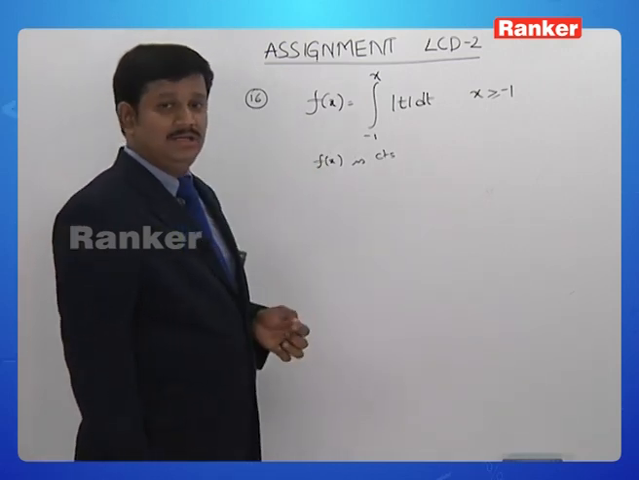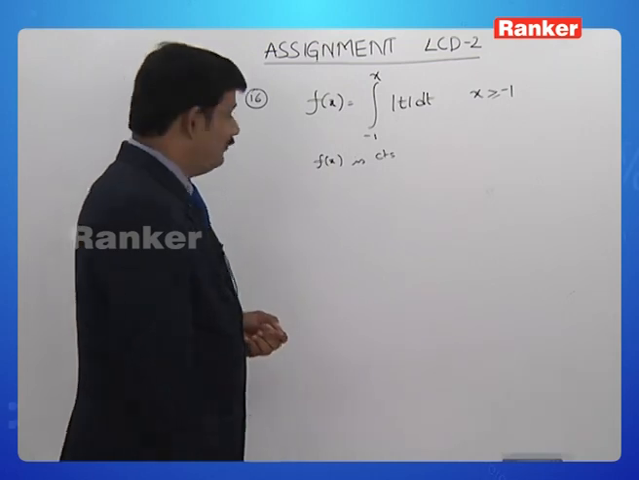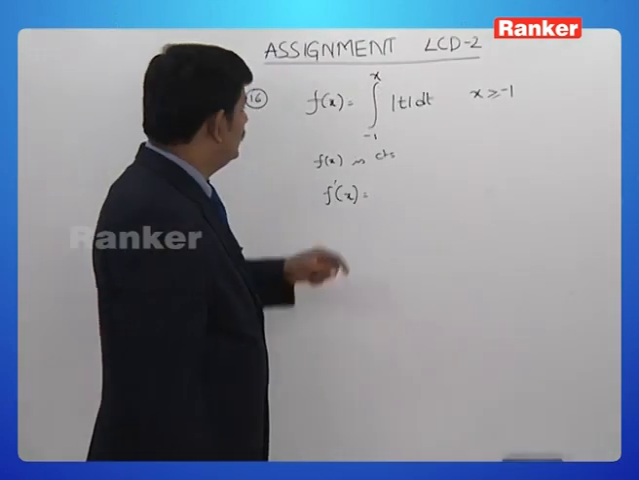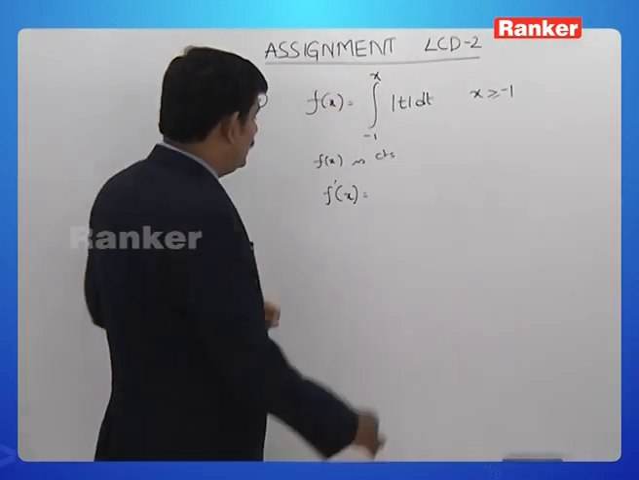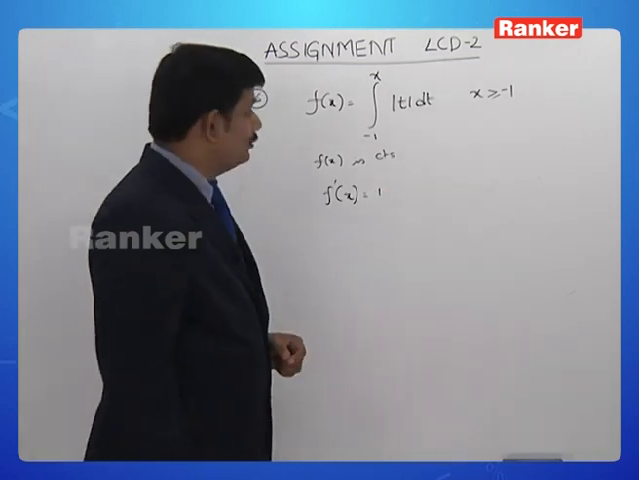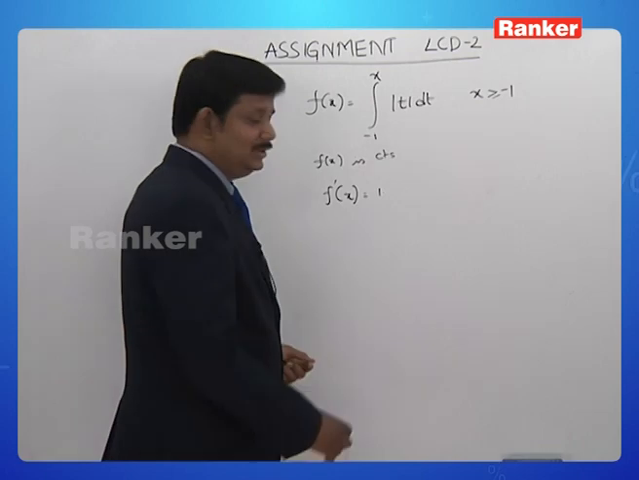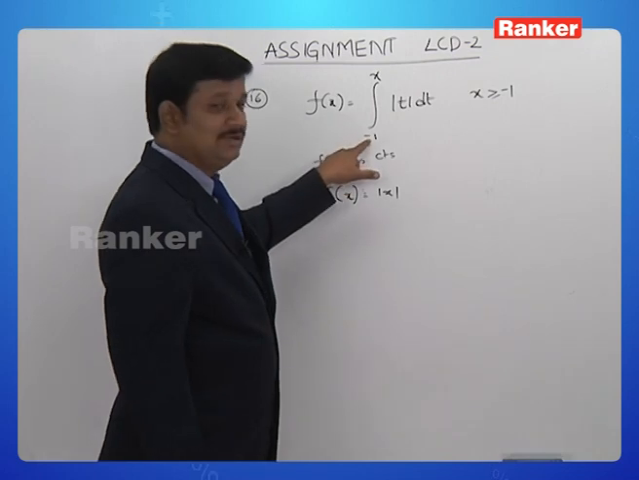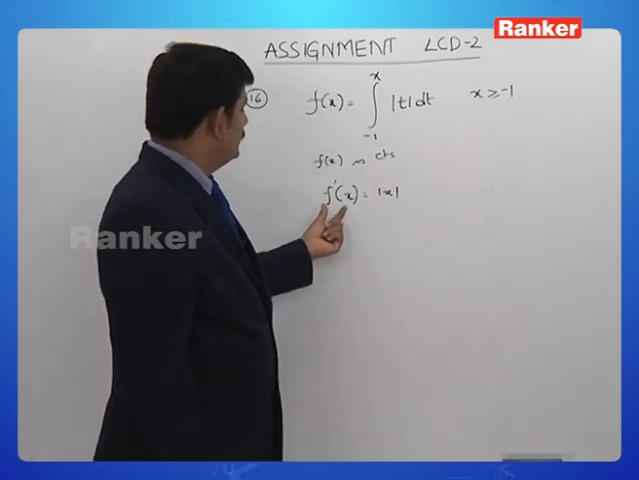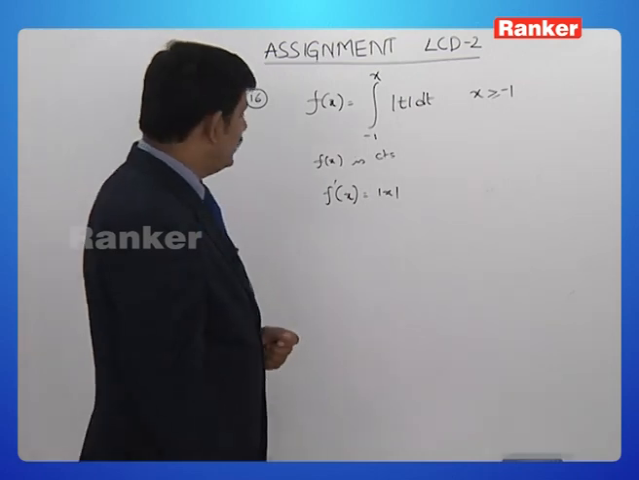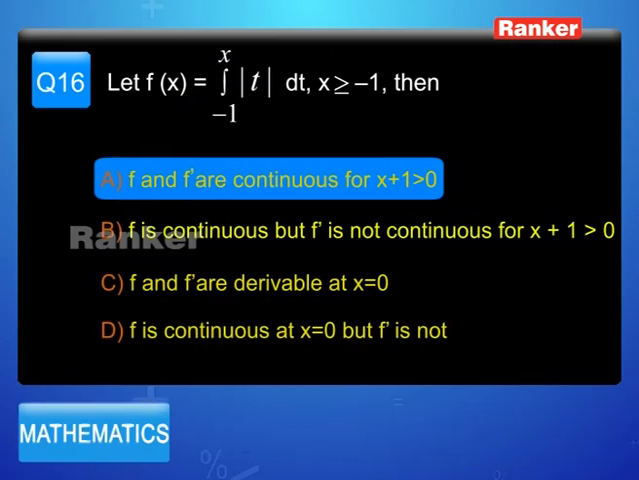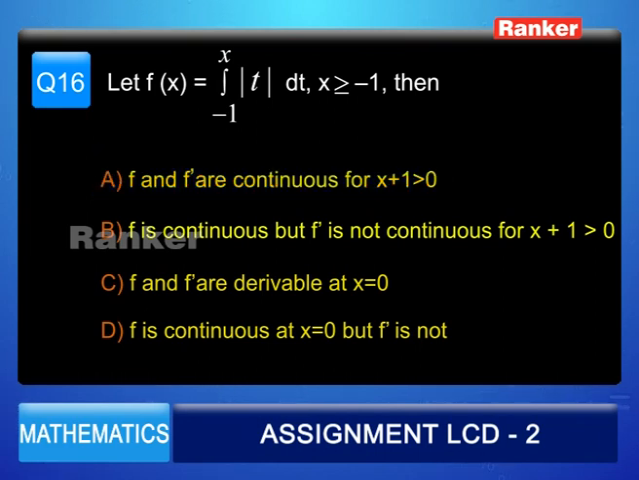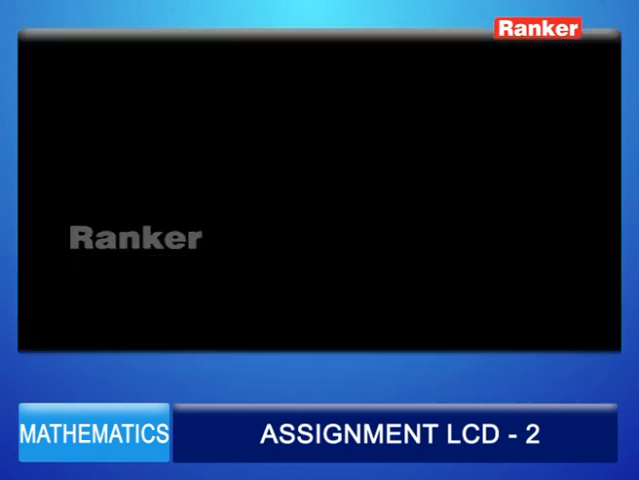And even the derivative of f of x, f dash of x, by the Newton-Leibniz rule, is given by the derivative of the upper limit, 1, into substituting x in place of t, mod x, minus the derivative of the lower limit, which is 0. So f dash x is mod x, and mod x we know is a continuous function. So f of x and f dash x are both continuous, and it is option A. The answer is option A. Next question.